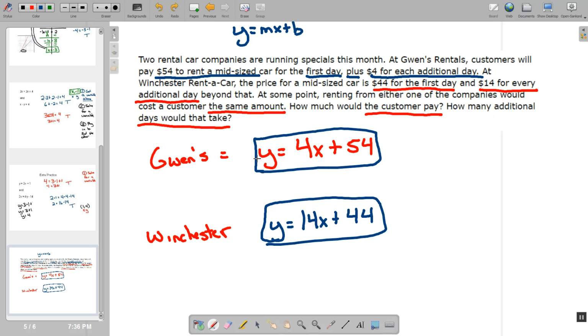And what we notice, step one said that we have to get one of the variables by itself. We actually have both equations by themselves, which is really nice. It makes this a little bit easier to solve. So what I can do is I'm going to take this value of y, and I'm going to replace it with what y equals in the second equation. So I get 14x plus 44 equals 4x plus 54. And now I just solve my equation like I've done many times before.